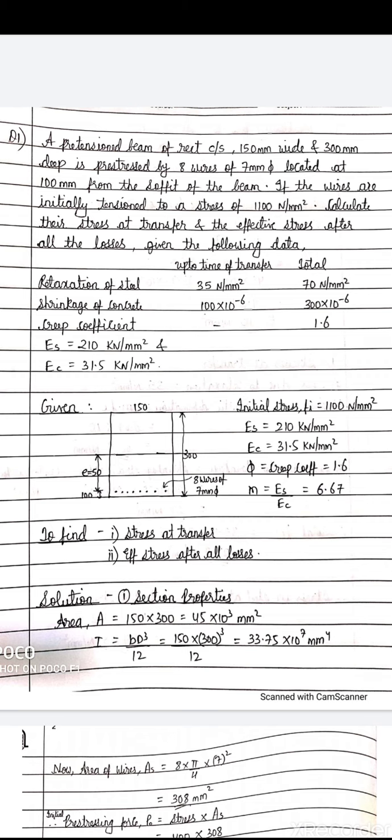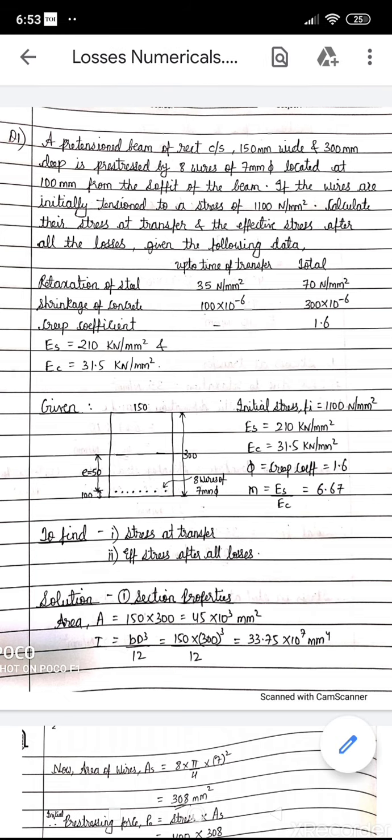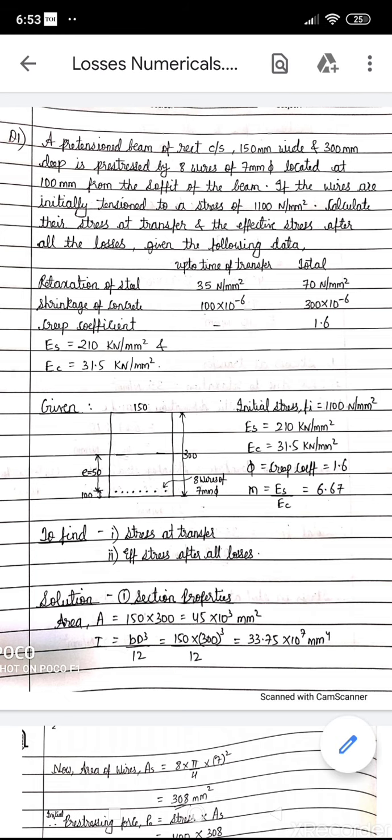And what else is given to us? Initial stress is given. I have written Fi is 1100 Newton per mm square and Es is 210, Ec is 31.5 and phi, that is creep coefficient, is also given to you, that is 1.6. So based on this we can find out the modular ratio, which we already know is nothing but modulus of elasticity of steel upon modulus of elasticity of concrete, which comes out to be 6.67.